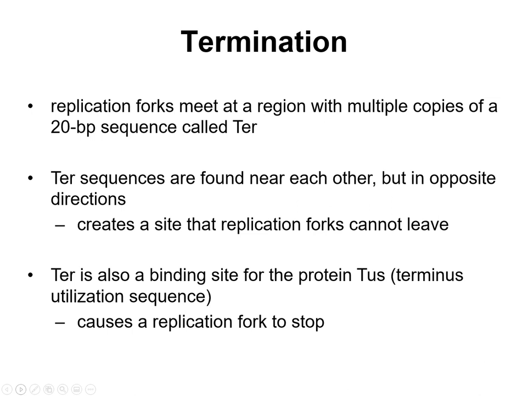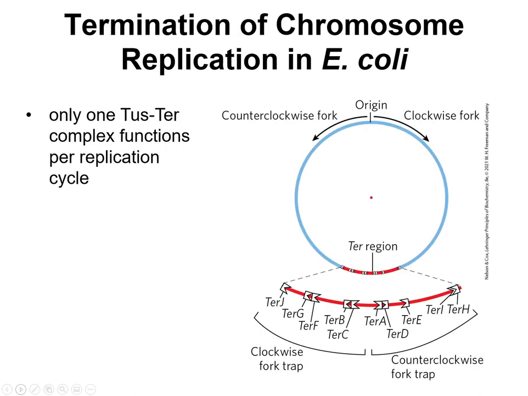TER is also a binding site for the protein TUS, the terminus utilization sequence, and that causes a replication fork to stop as well. There's only one TUS-TER complex that's functional per replication cycle. So you catch whichever replication fork reaches the finish line first, and then the other replication fork, when it reaches the replication fork that's already stopped, will stop too.